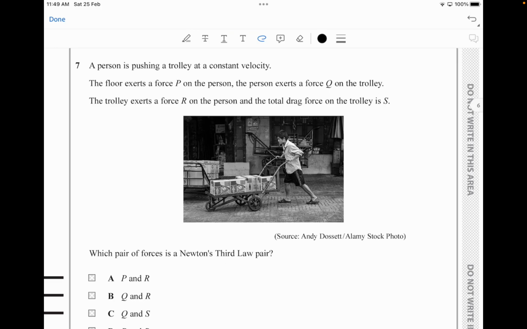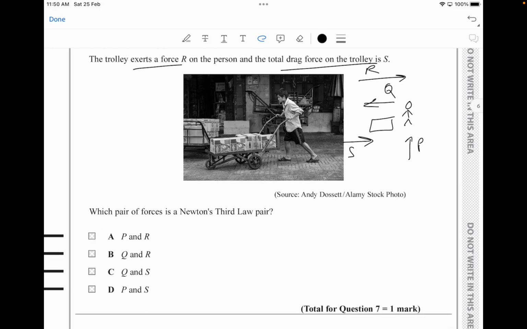So we're just going to draw a person here. The diagram already has it though, and he's pushing a trolley, so this is going to be the trolley in this case. The floor exerts a force P, so we know that there's going to be a force P acting here, and the person exerts a force Q on the trolley, so it's going to be a forwards force Q. The trolley exerts a force of R on the person, so it's going to be in the reverse direction, and there's going to be a total drag force on the trolley, which is S.